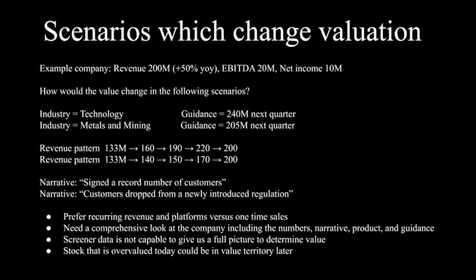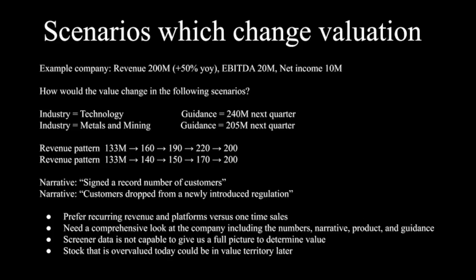Let's now look at some scenarios which could change the value of that hypothetical company. So we're still looking at the company that has 200 million of revenue, growing 50% year over year, and EBITDA of 20 million with net income of 10 million. How would the value of this company change if the industry was technology versus if the industry was metals and mining? If the company is a technology company, it could be worth potentially $20 billion in market cap. Whereas if it was metals and mining, it might be only worth $2 billion. So the industry a company's in could change the value dramatically.